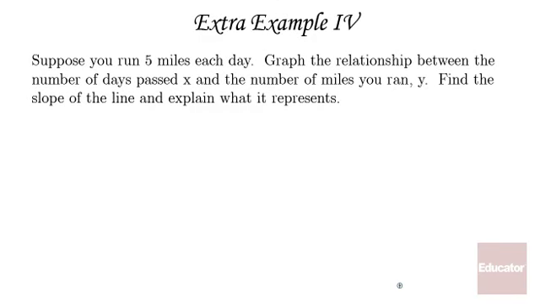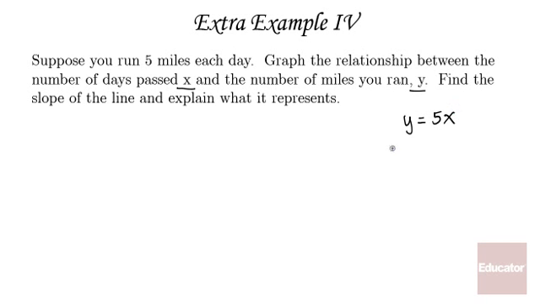Suppose you run 5 miles each day. Graph the relationship between the number of days passed, x, and the number of miles you ran, y. Find the slope of the line and explain what it represents. Okay, so here they went back to the traditional x input and y output. So you run 5 miles each day. So it's going to be y, the number of miles, equals 5 times the number of days. Find the slope of the line and explain what it represents.